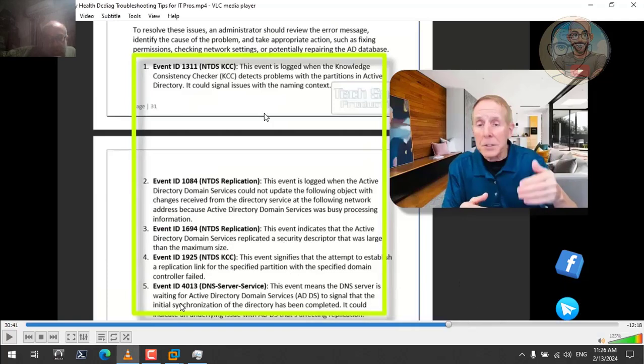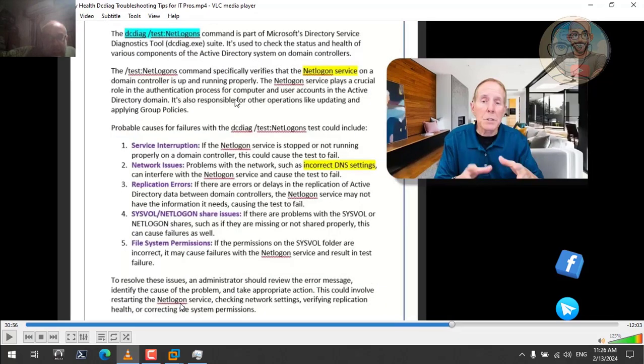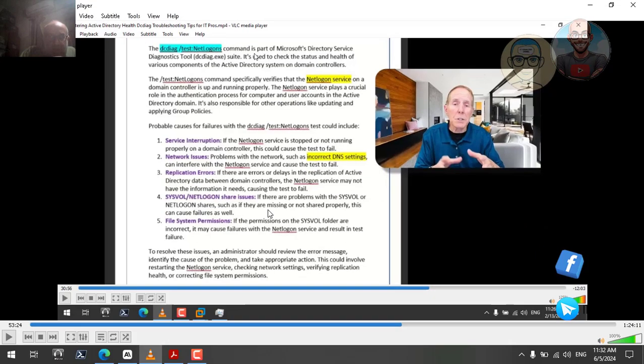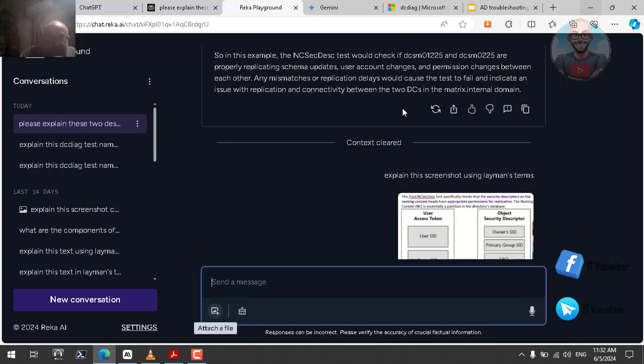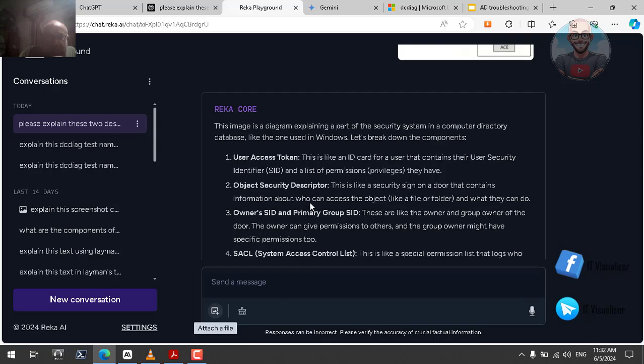So we can continue. I think we will go to the next test. Okay, so this is the next test, which is Netlogons. Let's wait for a moment and then continue with the test. But first, let's see the answer of Rika.